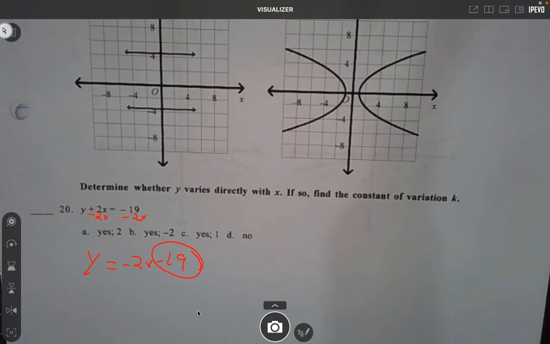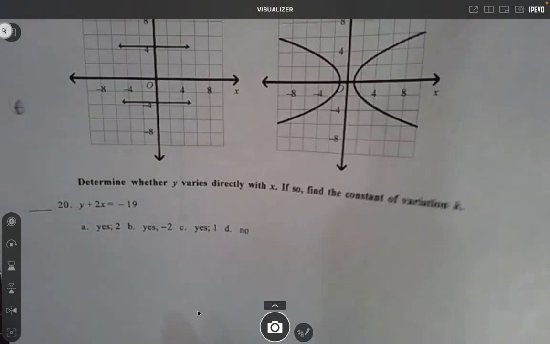So it's 20. So this one is, it's no. 20 is D. It's not a direct variation. If it just said y equals negative 2x, that one would be. It would go through the origin. But it's been moved down 19, and direct variation goes through the origin. All right, so that messed it up. Okay, so 20 was D.